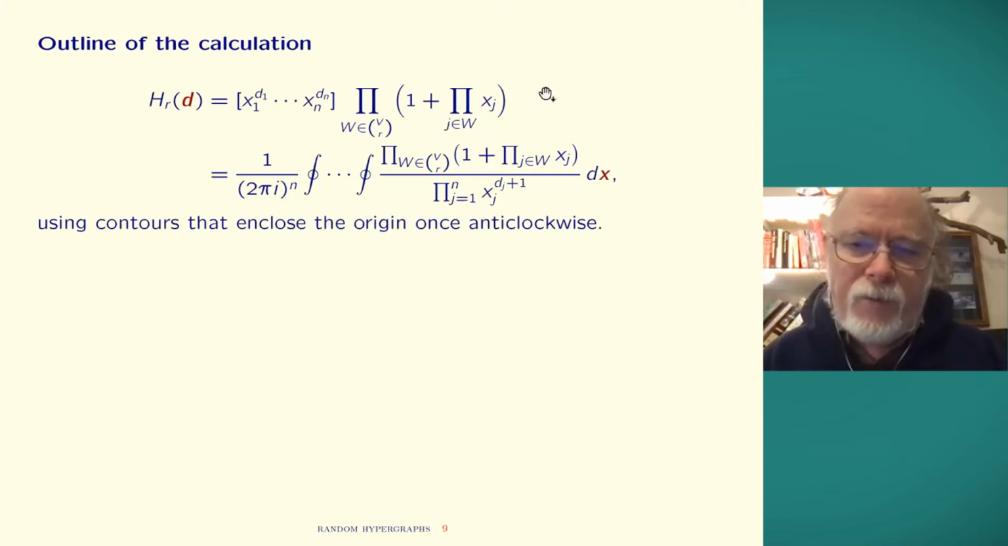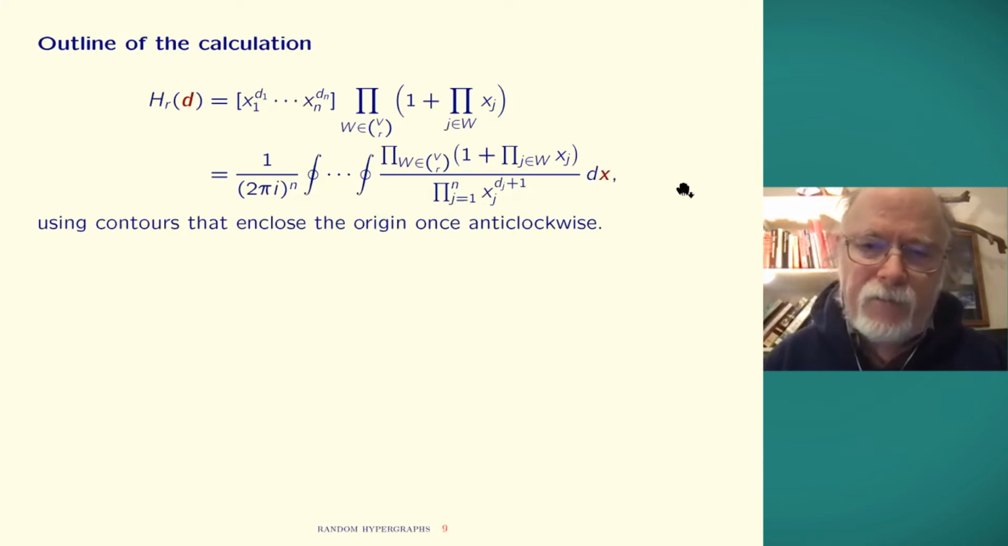And now we pull out our elementary complex analysis and integrate each of these variables around a simple closed contour enclosing the origin. Remember, it's just a polynomial. Once you've divided by some power of x, the only singularity is at the origin. So this formula is true for any contour enclosing the origin. That's just Cauchy's formula for coefficients.